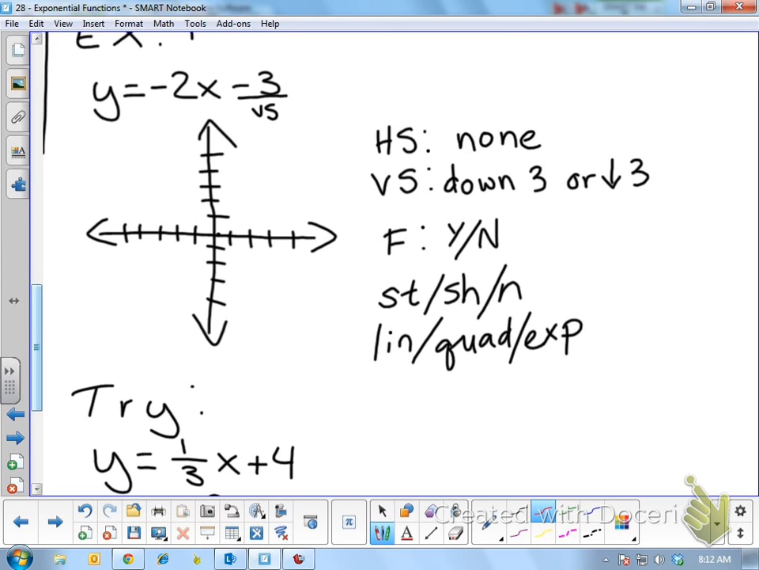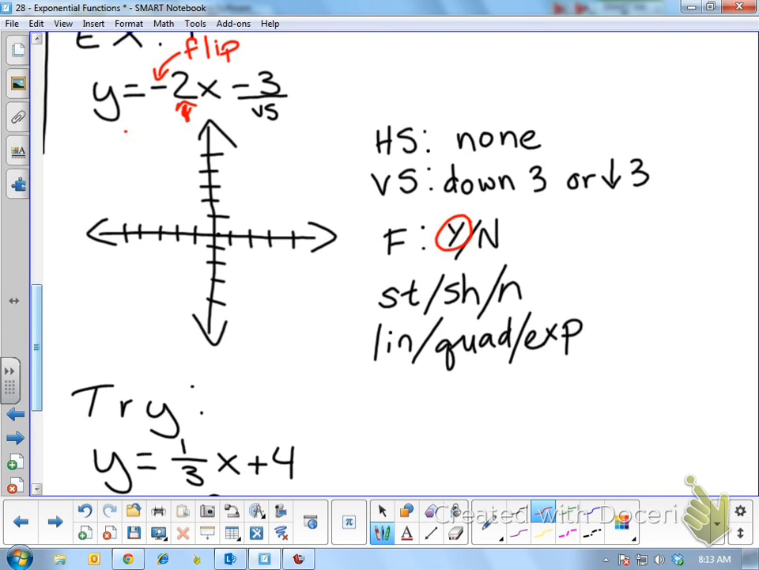Okay, so we've used the negative 3. Now we're going to be looking at the negative 2, and it's going to tell us the next two things. What about the negative 2 tells us if we have a flip or not? It is a flip because of the negative. So this negative sign tells us if we flip. So yes, we flip. And then the number 2 itself without the negative sign tells us if we have a stretch, shrink, or neither.